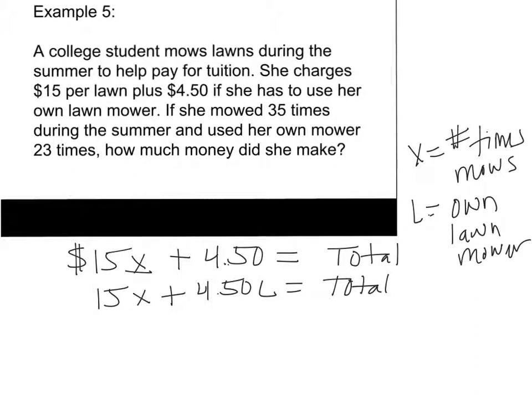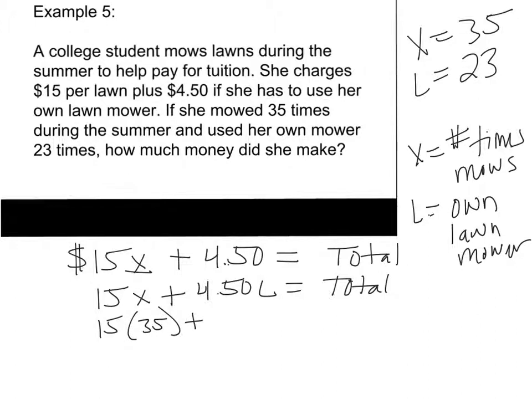We're going to substitute the number of times she mowed, which is 35. So x is going to equal 35. And L will be the number of times she used her own lawnmower, so that's 23, so L equals 23. We're going to substitute these values in here and simplify to find our total. So 15 times 35 plus $4.50 times 23 equals our total T.